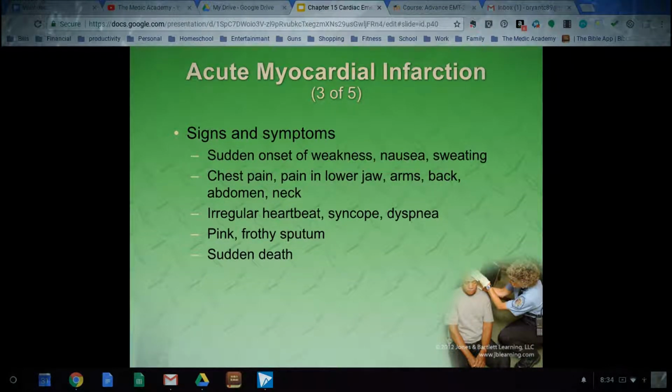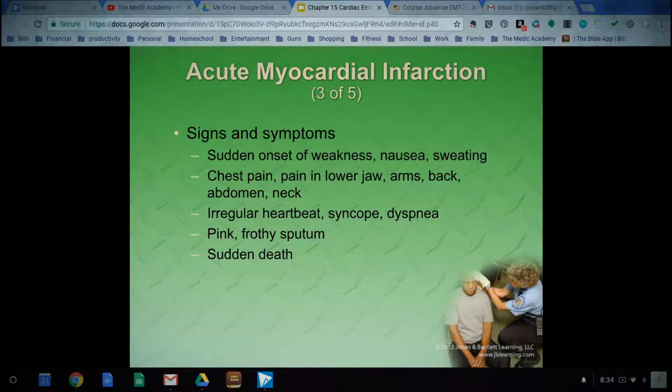Some signs and symptoms of acute myocardial infarction include a sudden onset of weakness, nausea, and sweating, and pretty profuse sweating at that. Chest pain, pain in the lower jaw, arms, back, abdomen, or neck, an irregular heartbeat, syncope or dyspnea, pink frothy sputum, or sudden death are also signs and symptoms of myocardial infarction.